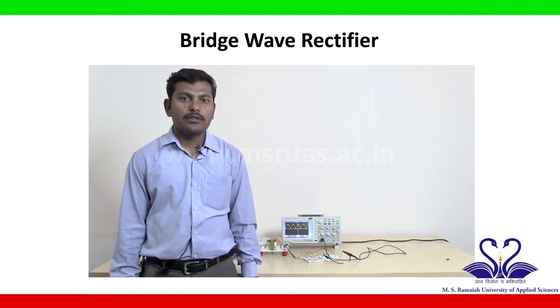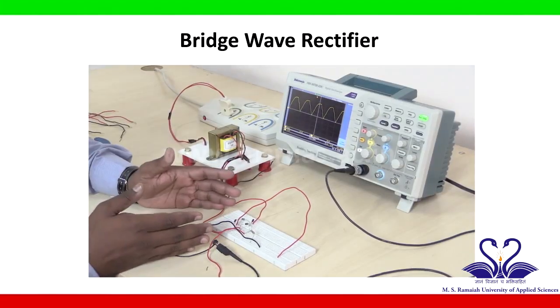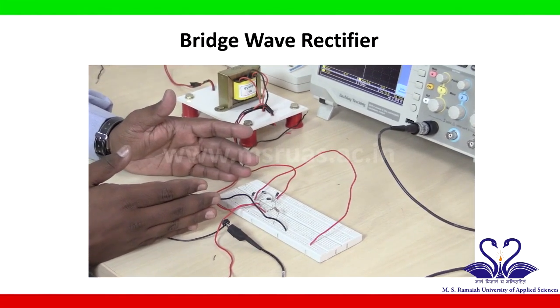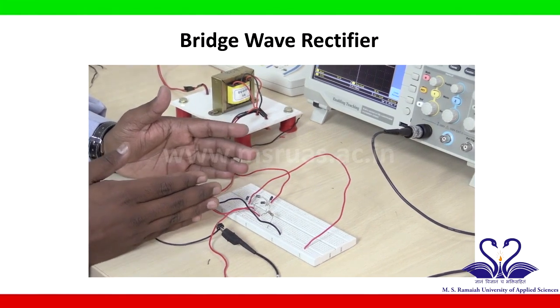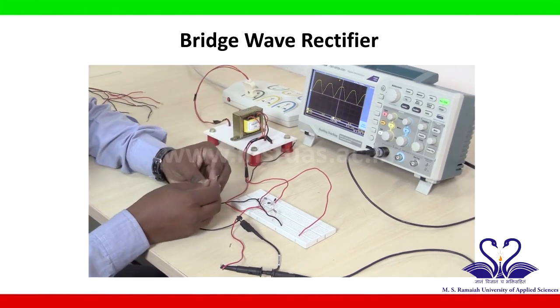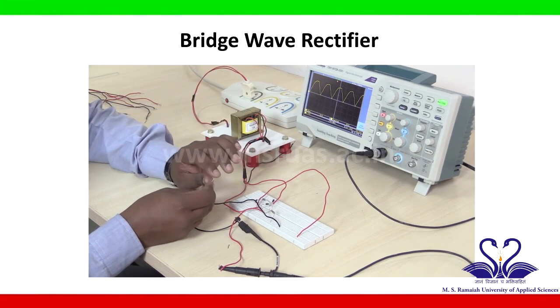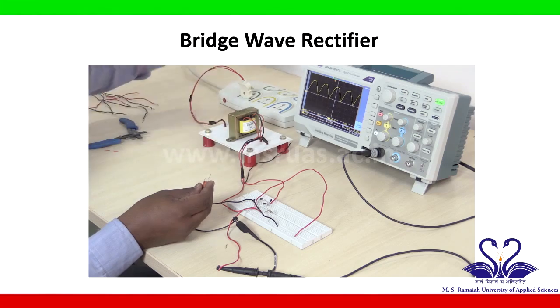Let us start with the circuit connection of a bridge wave rectifier with capacitor filter based on the given circuit diagram. This is the circuit connection of a bridge wave rectifier without filter. If you see the circuit connection of a bridge wave rectifier with capacitor filter, both circuits are similar except there is a capacitor connected in the filter circuit. So I will modify this circuit connection to a bridge wave rectifier with C filter. Before connecting a capacitor, turn off the main supply.